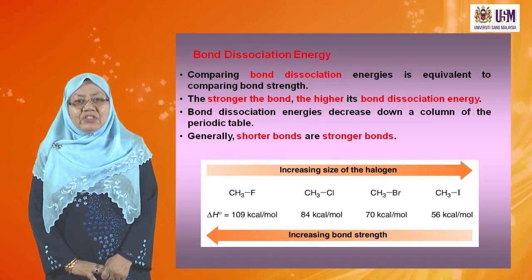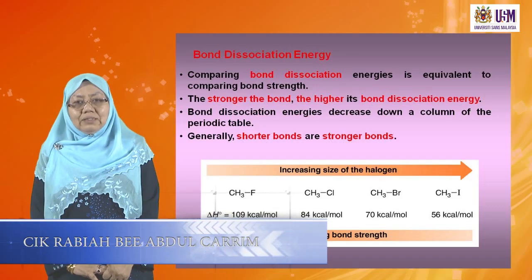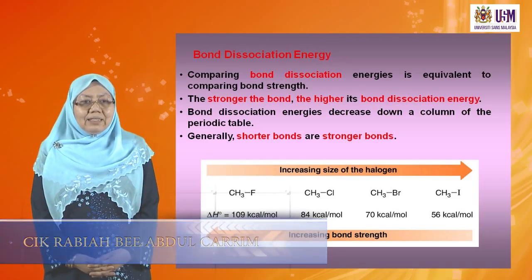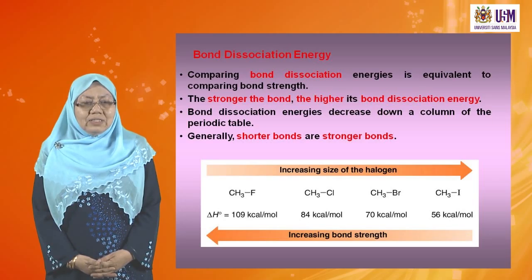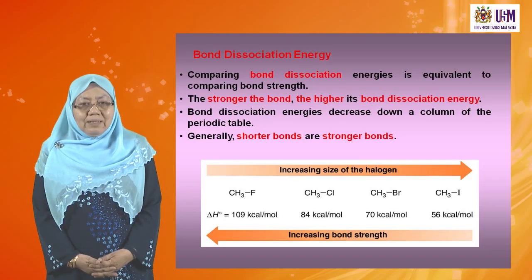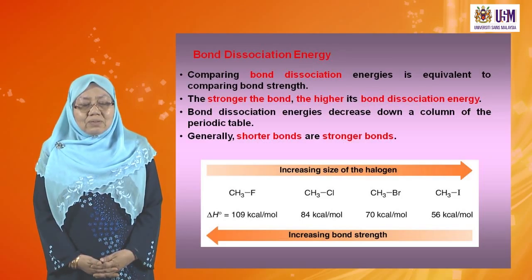Comparing bond dissociation energies is equivalent to comparing the bond strength. The stronger the bond, the higher its bond dissociation energy. Bond dissociation energies decrease down a column of the periodic table. Generally, shorter bonds are stronger bonds. Okay, looking at the example given, we have methyl fluoride, which has a bond dissociation energy of 109 kilocalories per mole, and methyl chloride, which has 84 kilocalories per mole, methyl bromide 70, and methyl iodide only 56. So as we go down the column, the size of the halogen increases, so the bond strength will also decrease.